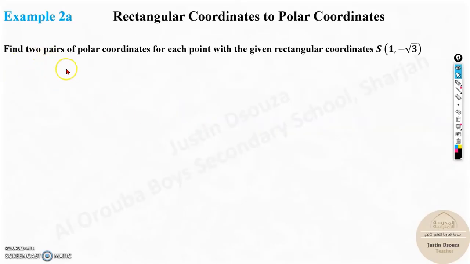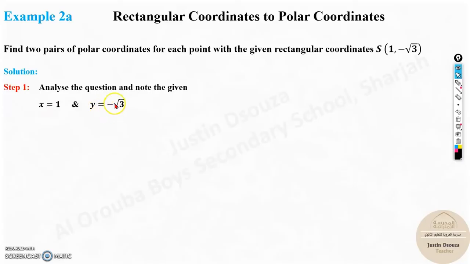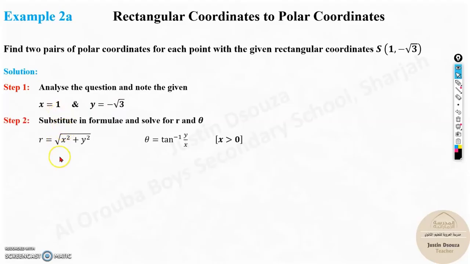Now over here, we have to find two pairs of polar coordinates for each point with given rectangular coordinates. The rectangular coordinates are x value of 1 and y value of minus root 3. What do you do now? All you need to do is write the given x is equal to 1, y is equal to minus root 3. Then see the x value. X value is positive, so it's fine. Use the simple formulas.